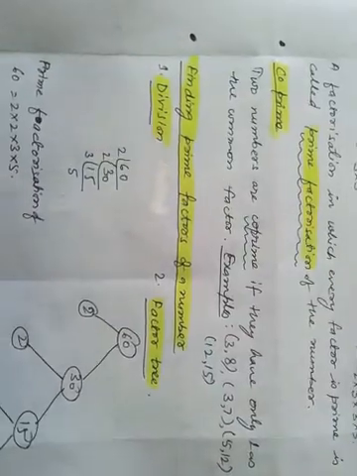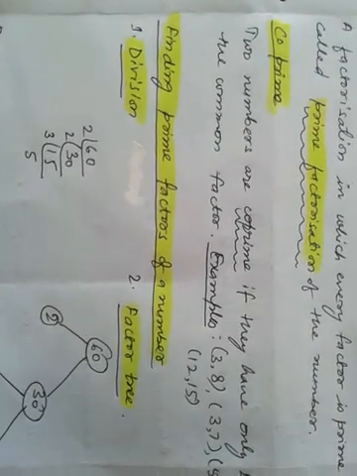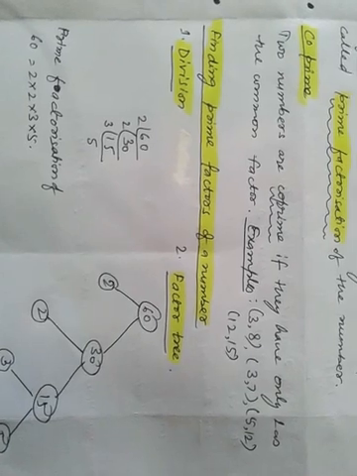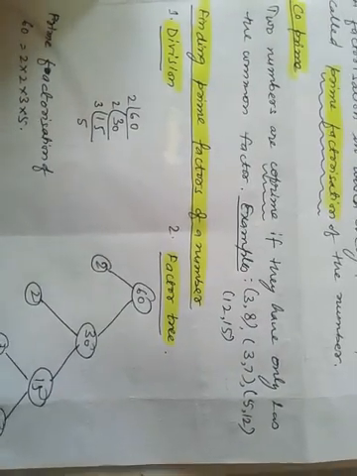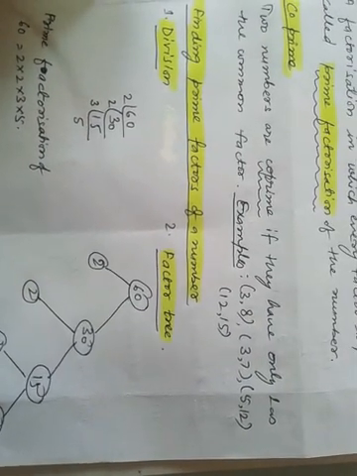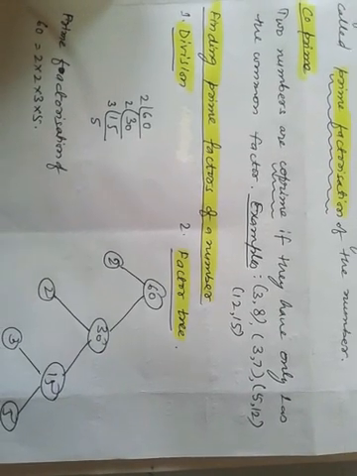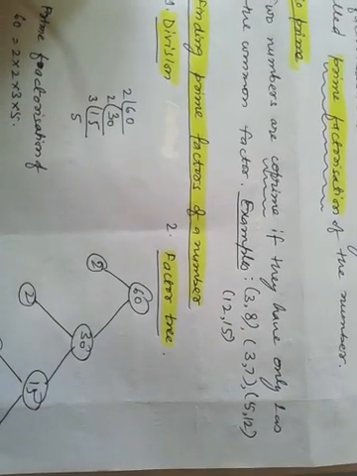Now co-prime. As you studied in the previous section, twin primes: both numbers are prime numbers and the difference is 2. But what is co-prime? Two numbers are co-prime if they have only 1 as the common factor, only one common factor, that is 1.